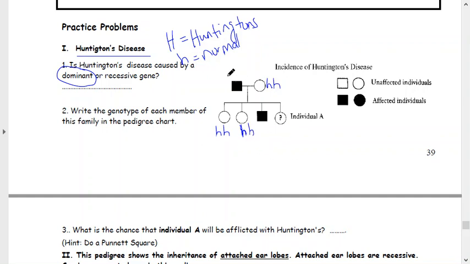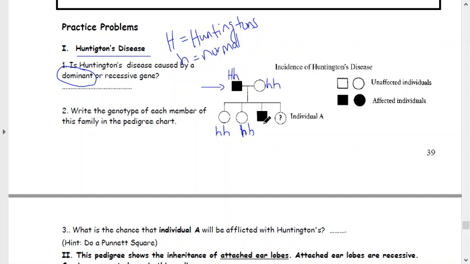And let's start up here with the father. We know that, well, he has to have at least one capital H because he has Huntington's, but he does have two daughters that are normal, which means he still must have given them a recessive allele, which means he himself must be heterozygous for Huntington's. Right? So it's kind of a logic problem. This is the way to approach these. Start with what you know and then deduce everything else.